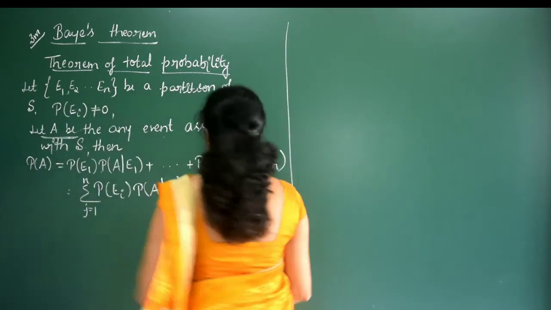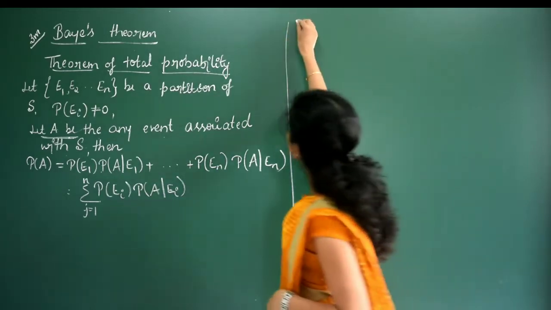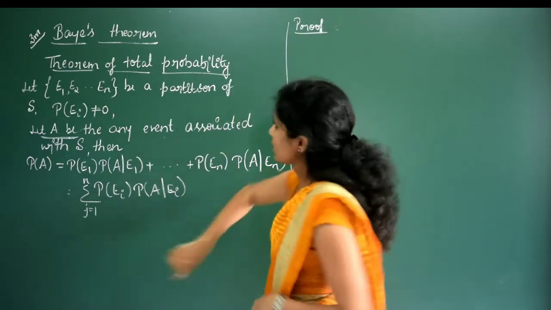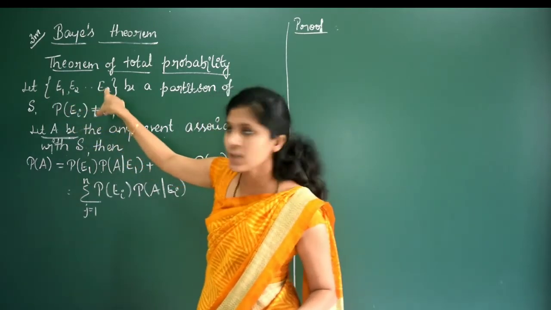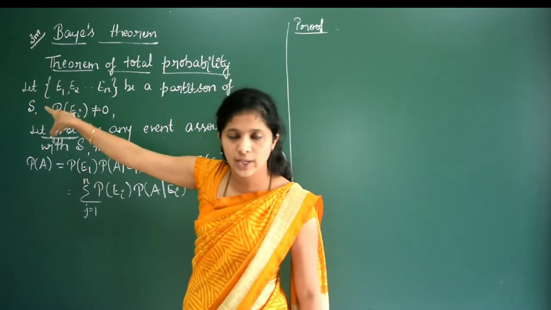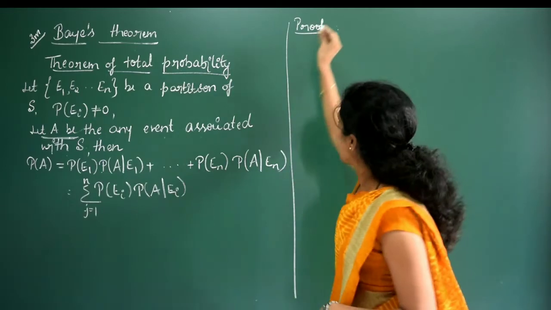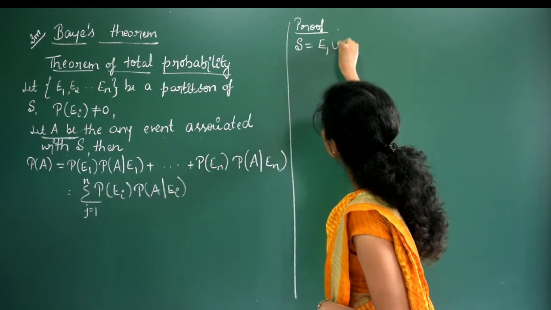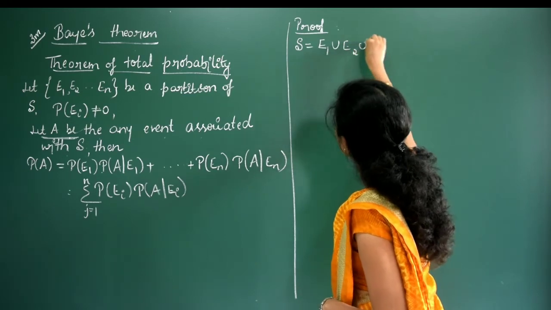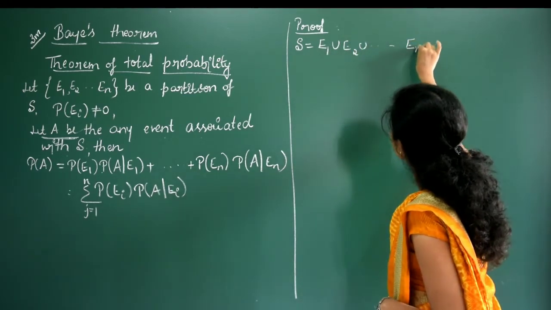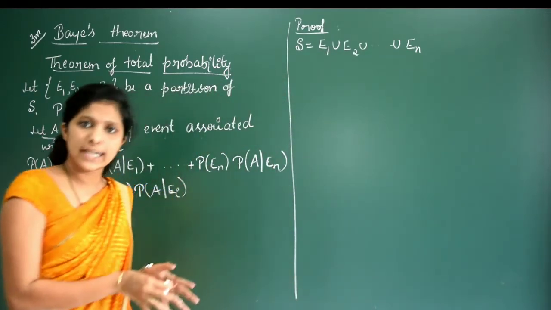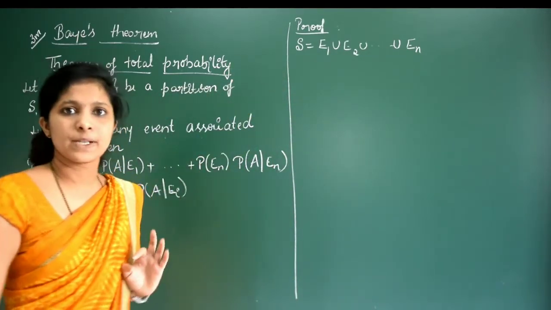Actually, the proof is not important. It is given that E1, E2, En are the events associated with the sample space, so we can write S is equal to E1 union E2 union till En, right? The union of all the events will give you the sample space.